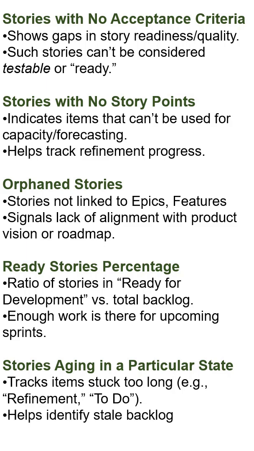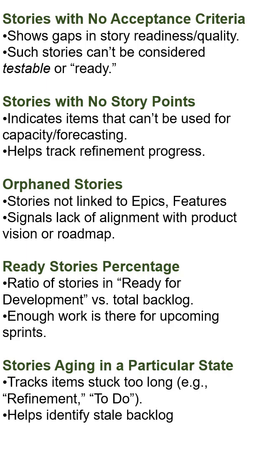The fifth and last one, as part of this set of metrics, is stories which are aging in a particular state. How do we know whether our story is stuck in a particular state? For example, there is a story lying in ready for development, but it hasn't been picked up for four weeks. These are the parameters we have to consider as part of the backlog health.